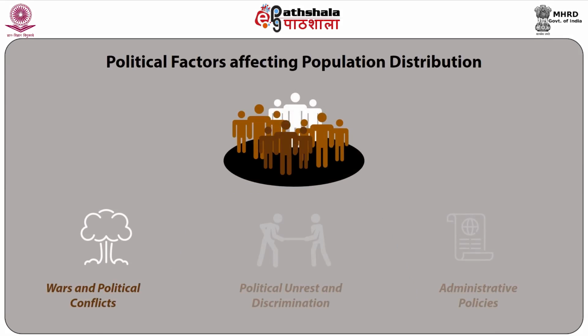Now coming to political factors influencing population distribution. People prefer to stay peaceful and often detest commotion and unrest. War, political disturbances, conflicts, and weak administration have always discouraged population distribution and repelled settlements. War and political conflicts have greatly influenced the population distribution.